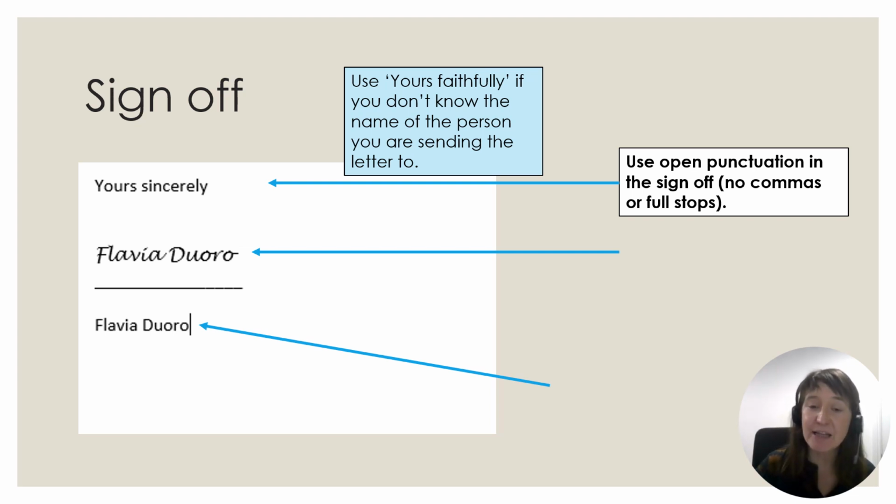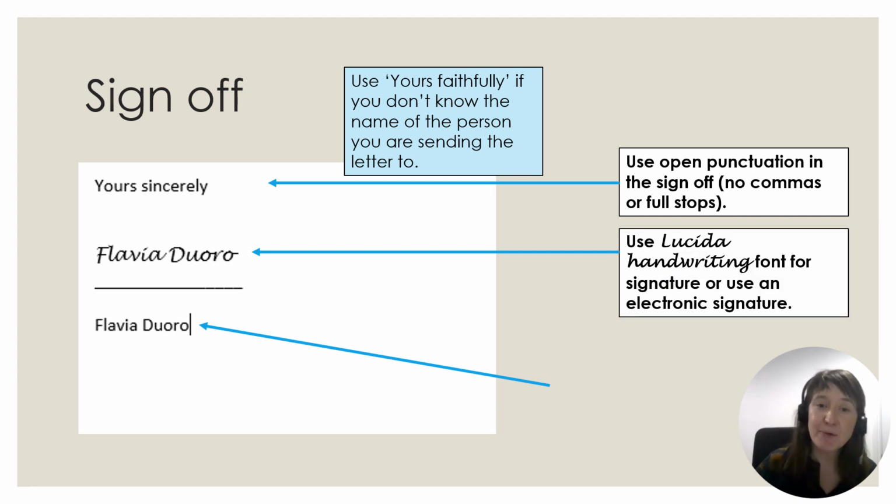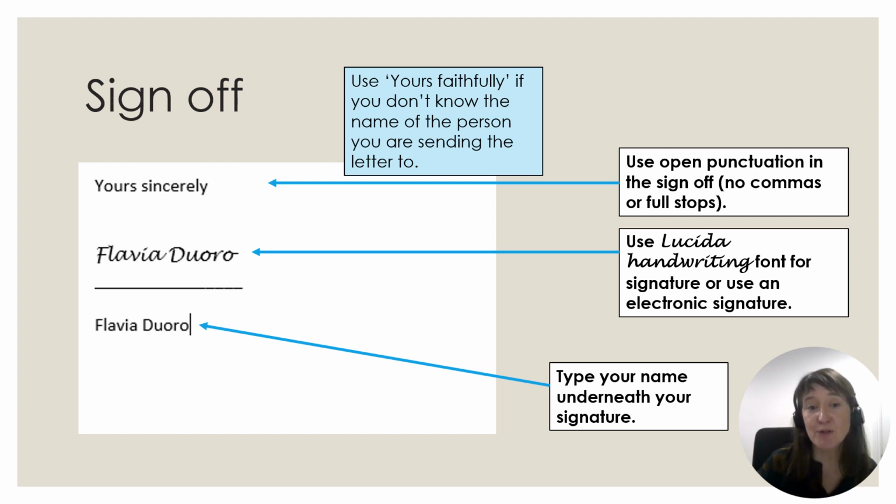We use that in the address section with the date, with the salutation, and with the sign off. So we don't use any punctuation in these areas. We do, of course, use punctuation in the body of the letter. Remember, your signature can be an electronic signature if you have one. If you don't, you can print it and you can sign it with your name, or you could use a handwriting font. Lucida handwriting is an example, and then type your name underneath the signature.